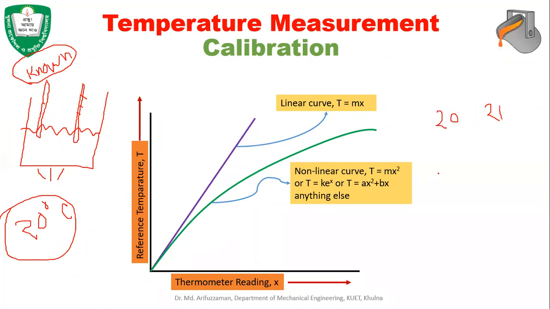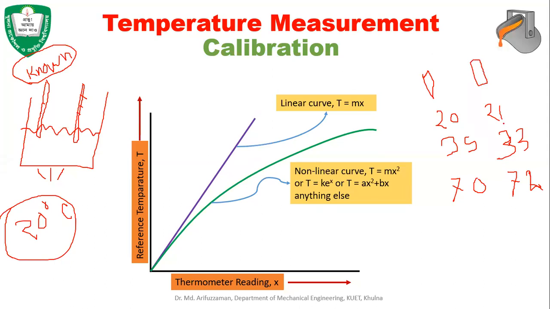When we raise the temperature to 35 degrees, this one might give you like 33 degrees. Then again, if you raise the temperature of the bath to 70 degrees, it might give you like 72 degrees. There might be variation. These are the things you need for the calibration, because the reference thermometer is giving you the exact result, but the other thermometer has not been calibrated.